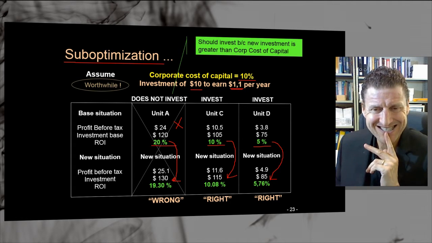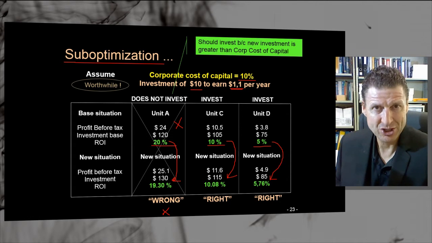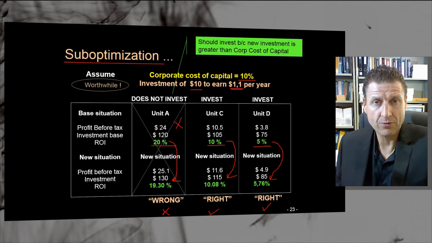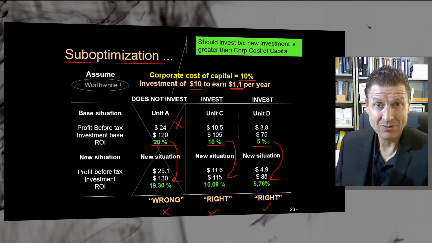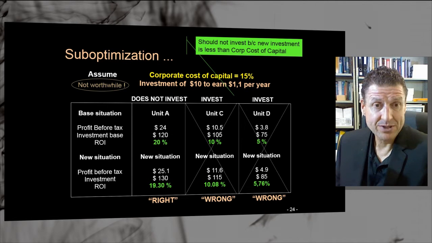5.76%. Yes. So Unit A is going to make a wrong decision from the point of view of corporate value creation, and that's going to be suboptimal. Whereas Unit C and Unit D will make a decision that is congruent with value creation from the point of view of corporate head office. Let's have a look at another example, shall we? Let's go to another example.